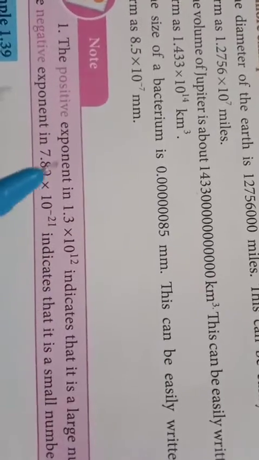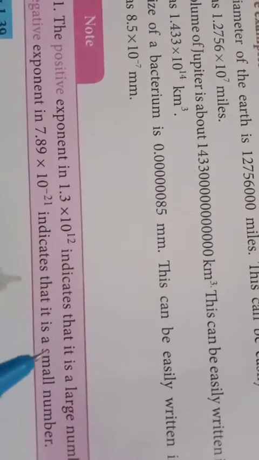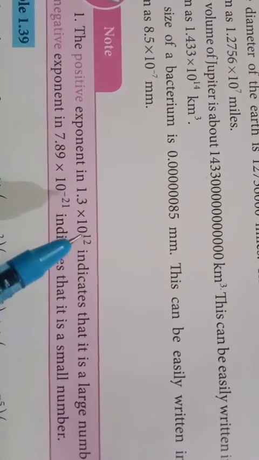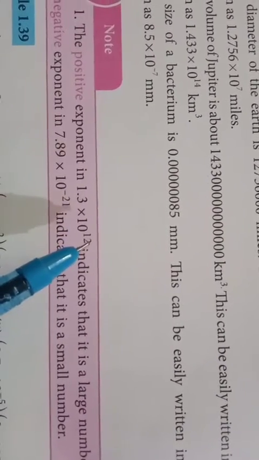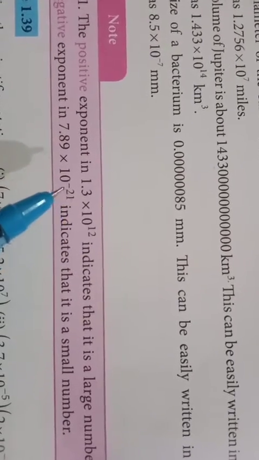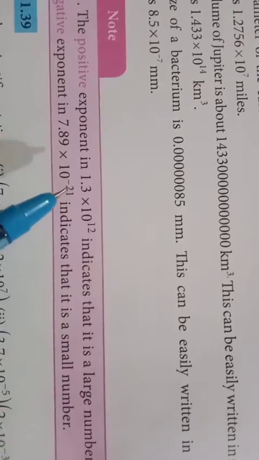Listen to this note. The positive exponent indicates a large number. In scientific notation, a positive power indicates a large number, and a negative power indicates a small number. It is a greater number; it is a small number.